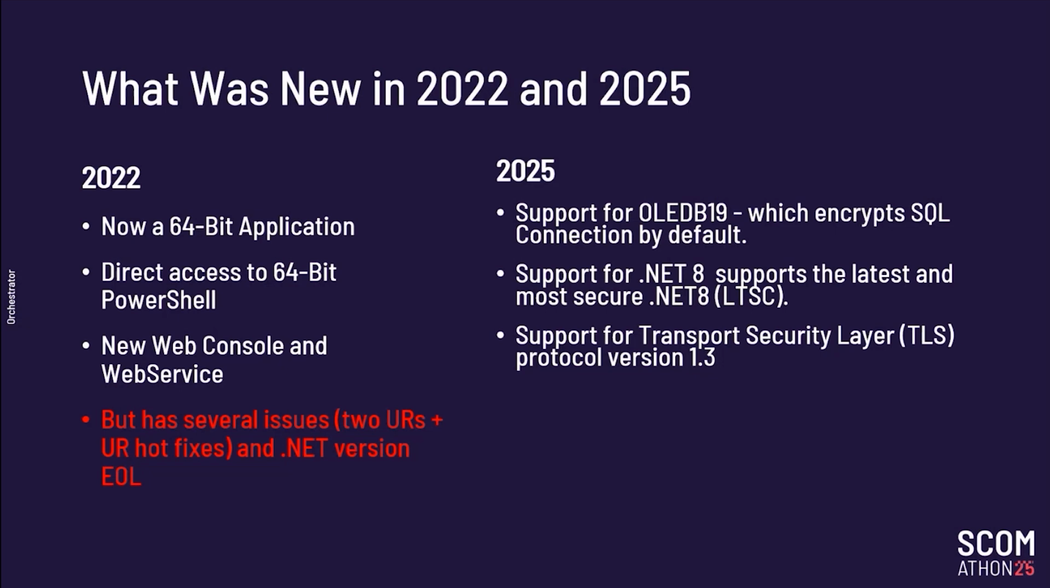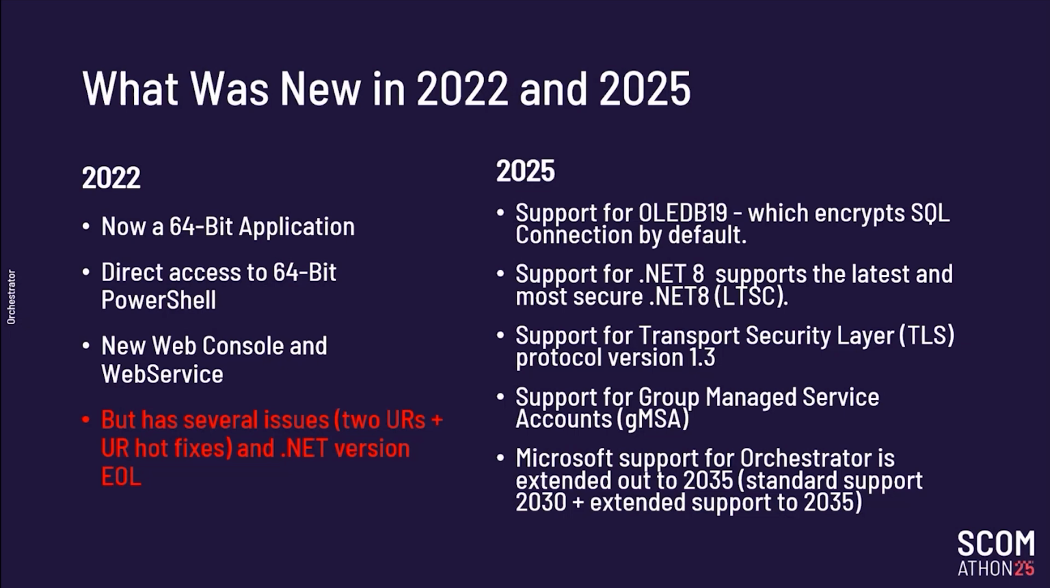They've added transport support for TLS 1.3. And you can now use group managed service accounts for your authentication, making a much more secure and manageable platform. And it also means with 2025 that we're extending the support for Orchestrator out to 2035. So standard support is 2030, with extended support out to 2035, which is quite key for anybody who's using Orchestrator today or looking to use Orchestrator, because there had been rumors back in 2016 it would be going away. And as you can now see, Microsoft are providing support out to 2035.